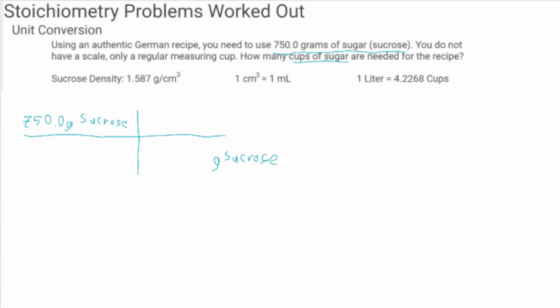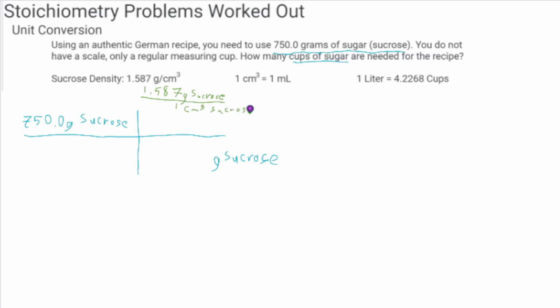So looking at our problem here, we can see that we have the density, where we have 1.587 grams per cubic centimeter for sucrose. Now what this number really means is that we have 1.587 grams of sucrose for every 1 cubic centimeter of sucrose.